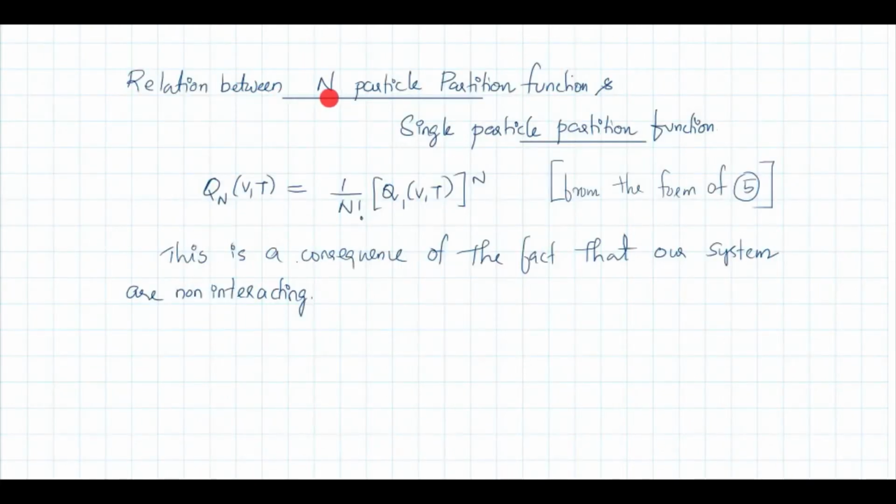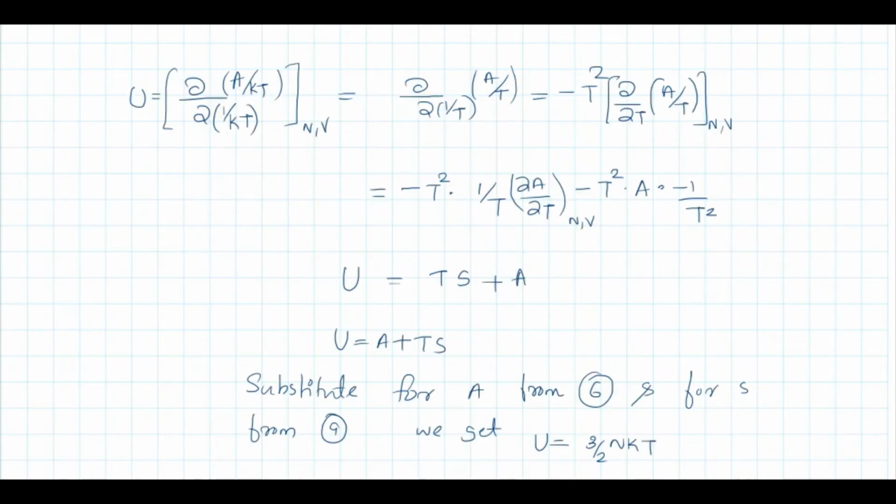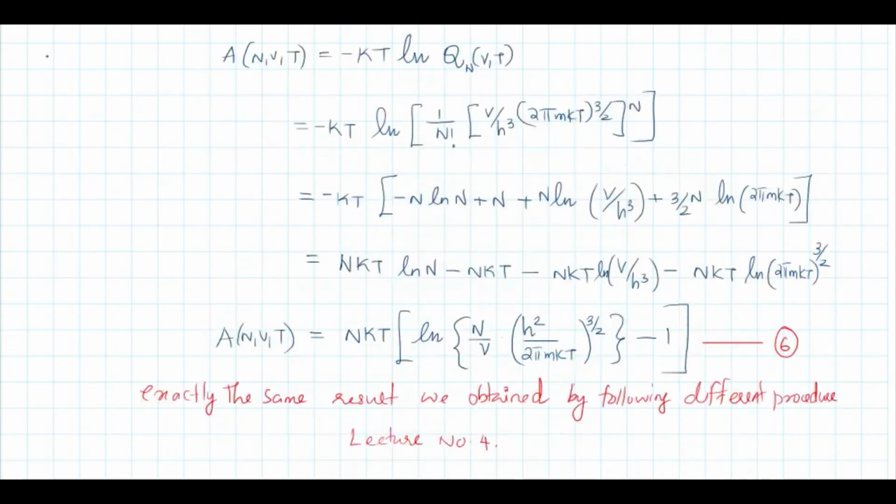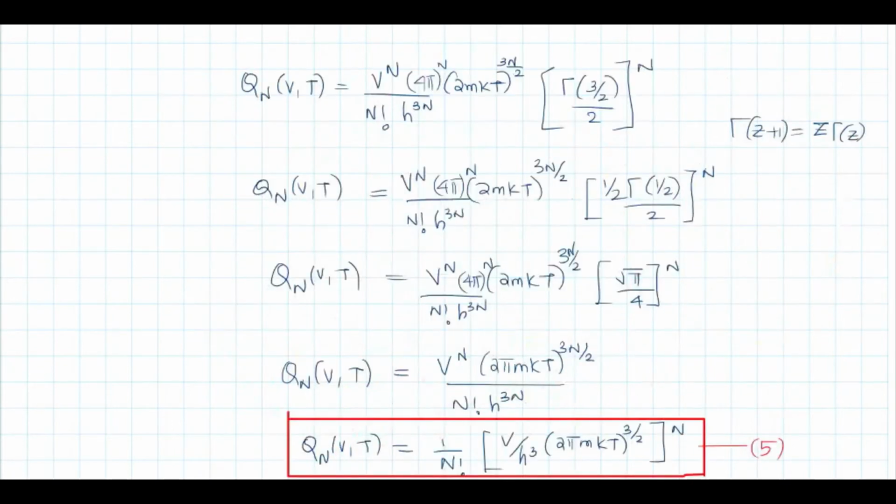Now we will derive a relation between the n particle partition function and a single particle partition function. Q1 of V, t represents the partition function of a system which consists of a single particle. Qn of V, t is the partition function of a system which consists of n particles. These are related as Qn of V, t equal to 1 by n factorial Q1 of V, t raised to n. This form we can infer from equation 5. What is equation 5? It is Qn of V, t is 1 by n factorial into some quantity raised to n.